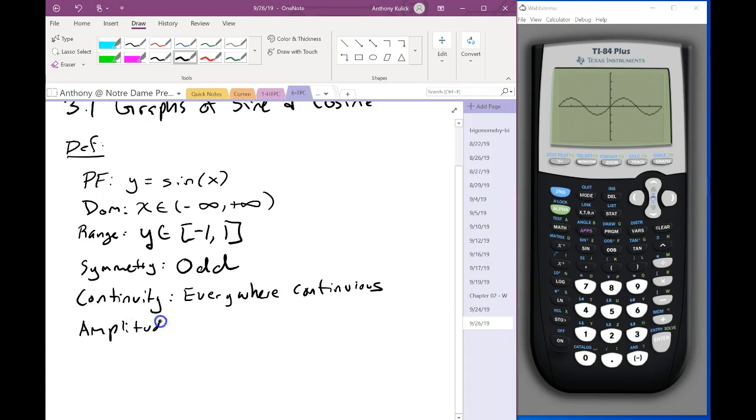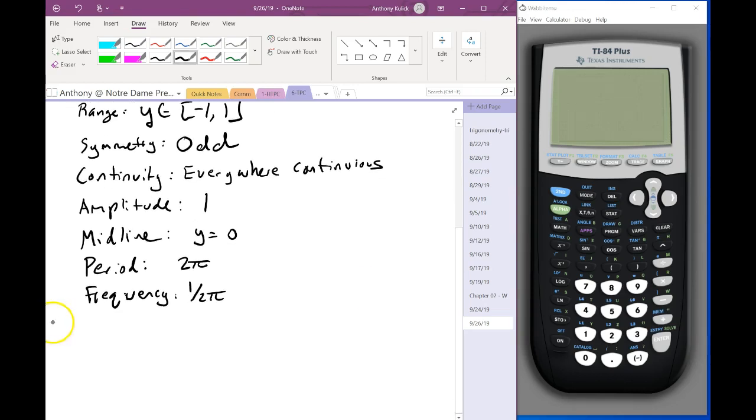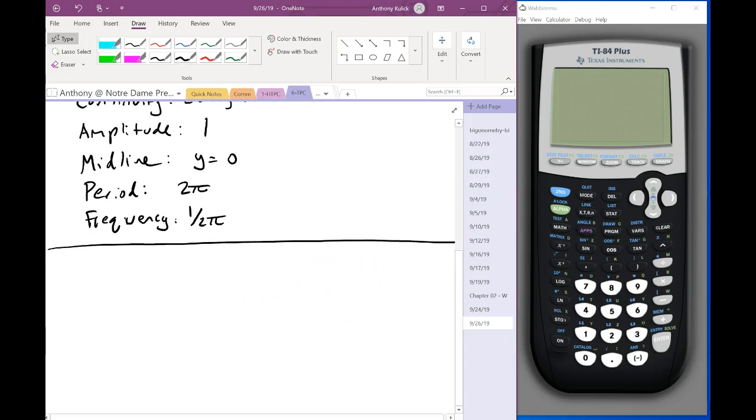And now I'm going to list 3 terms that we haven't defined yet. We're going to define them in just one hot minute. So I'm just going to write them down and write down the value of them for the sine graph afterwards. And then we'll talk about what they mean. So the amplitude is 1, the midline is y equals 0, the period is 2 pi, and the frequency is 1 over 2 pi. So let's just try to define these 4 terms, and that's probably as far as we're going to get today. We'll pick up where we left off next time.